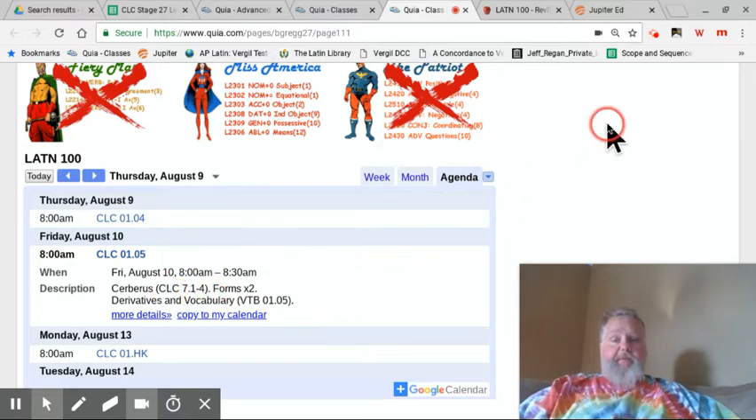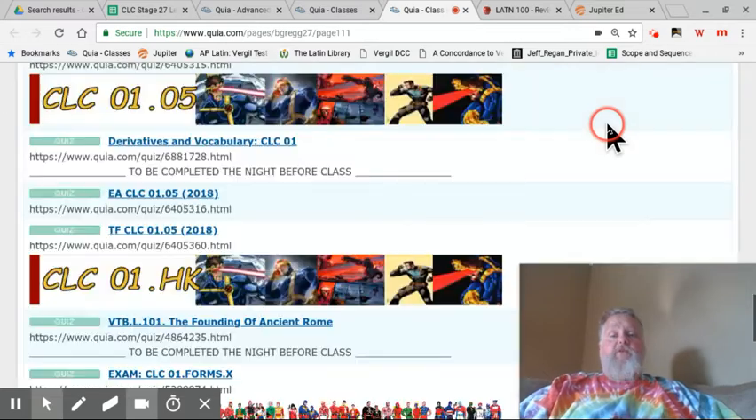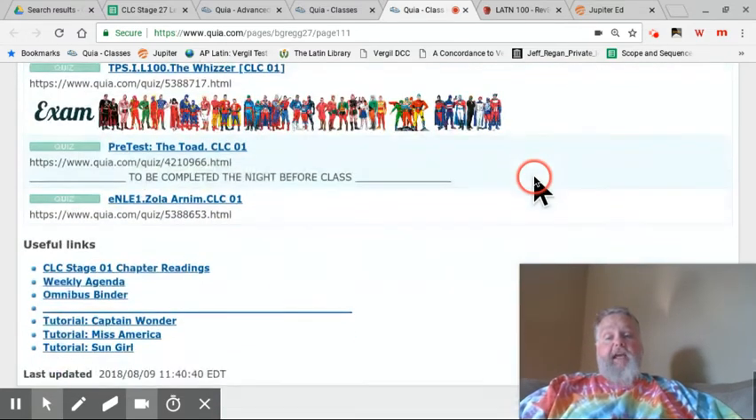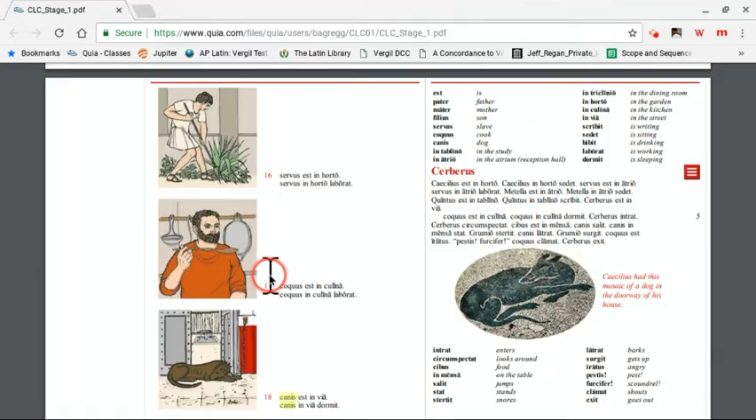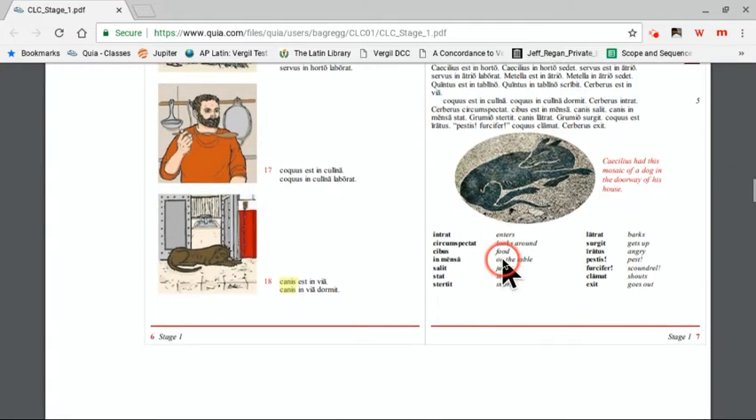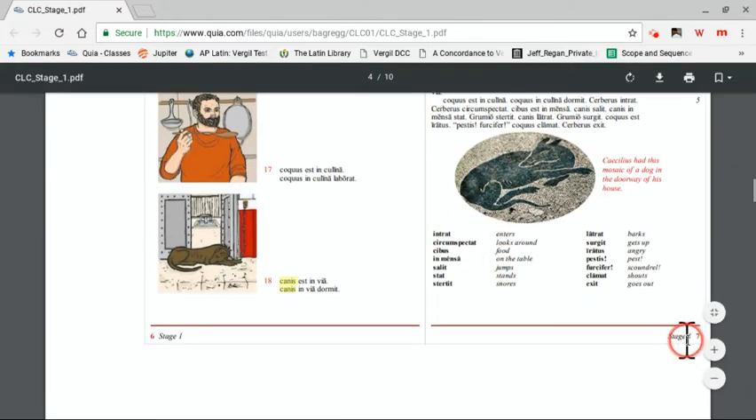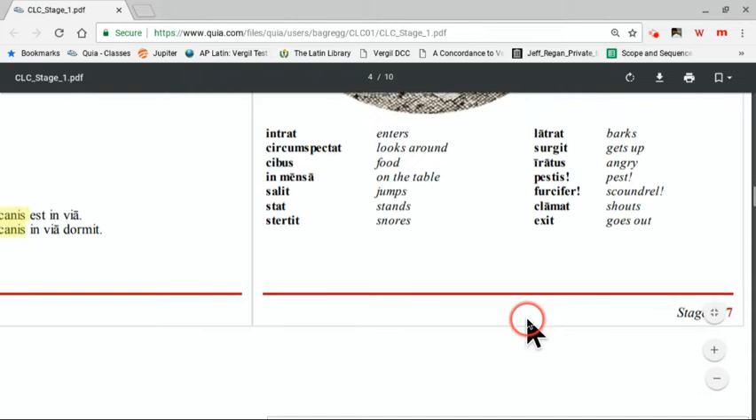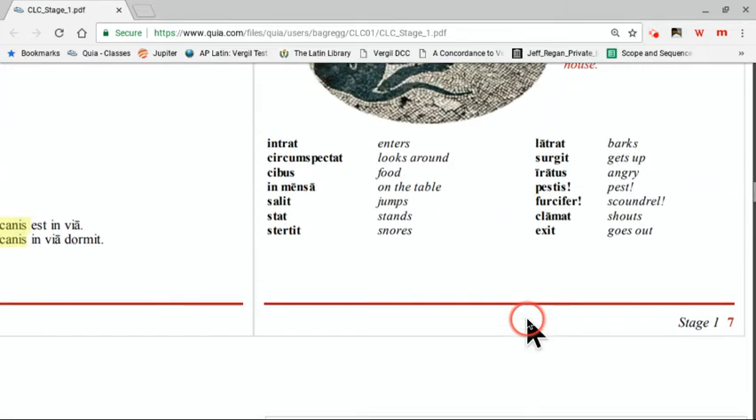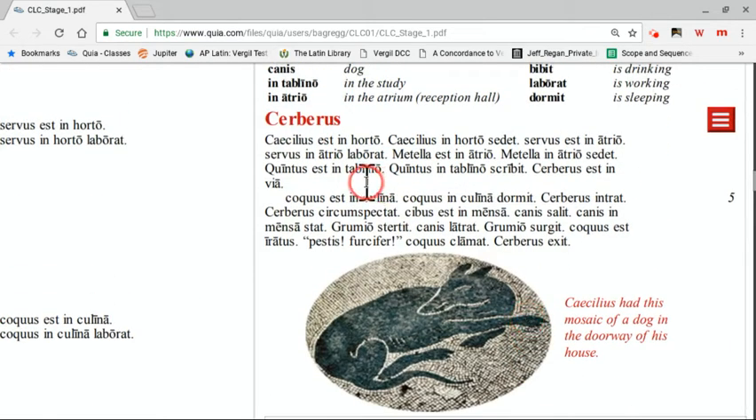So at the bottom of the page, you'll see useful links. That's the class reading that you've already downloaded, so you don't have to download it again unless you have never downloaded it. And it's 7. That means page 7, right here, page 7. Let me make it larger. Page 7, which is at the bottom, right? Lines 1 through 4. That's lines 1 through 4, which is just this right here.